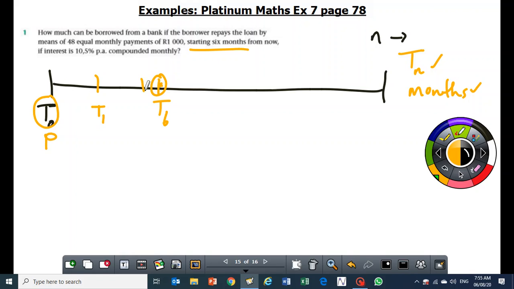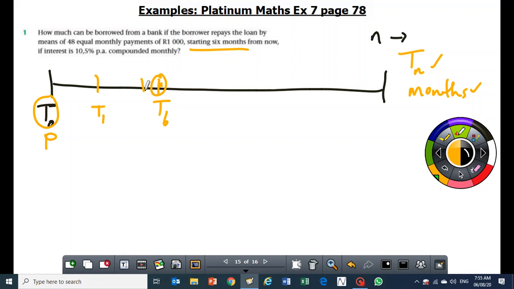So in terms of n, how many n's are you going to have? 5 or 6? The person is going to make a payment here. Remember, the payment is made at the end of the month, not at the beginning of the month. So your n is going to be 6 minus 1, because T naught is not included, since we are dealing with a loan.